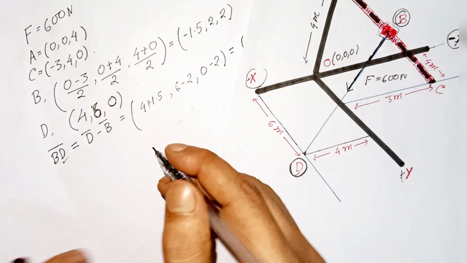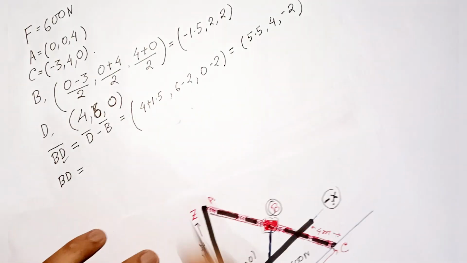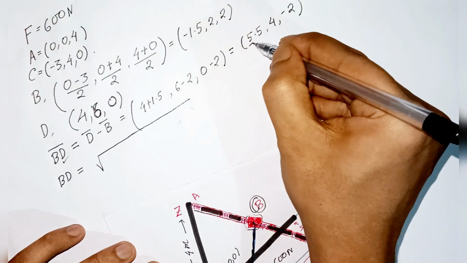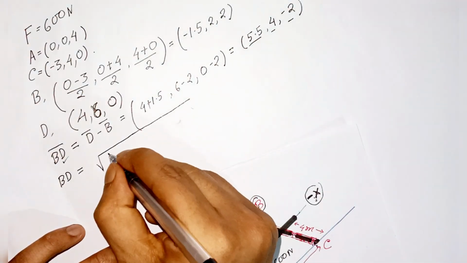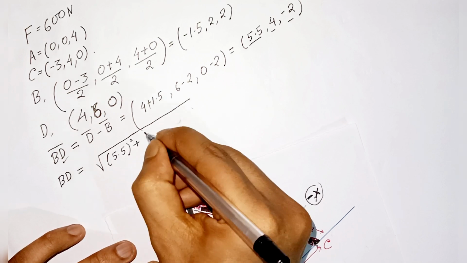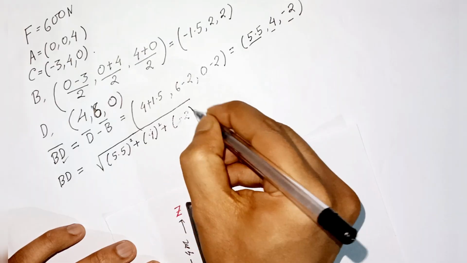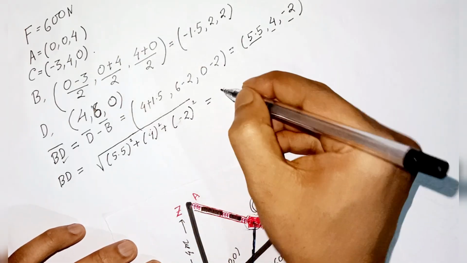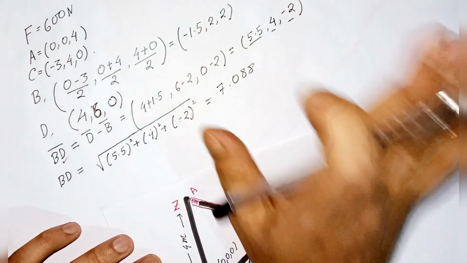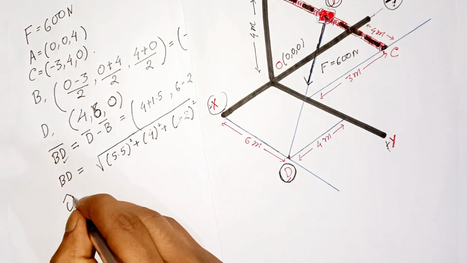Okay. So how big is BD? Basically, we are asking, hey BD, how long are you? I mean to say, what is the length of BD? For the length of BD, just square, add and take the square root, and the answer pops out. This is the length of BD, not the question's answer. So 5.5 square plus 4 square plus minus 2 square. Calculate and simplify. 7.088 is the length of BD.